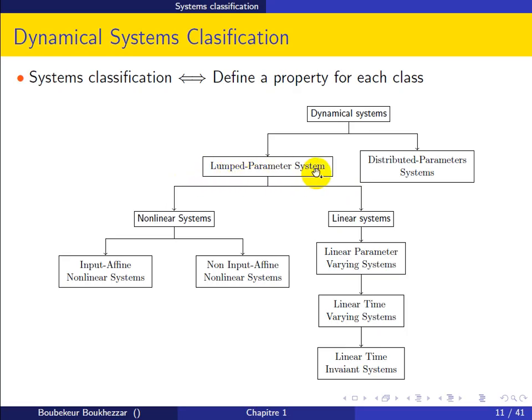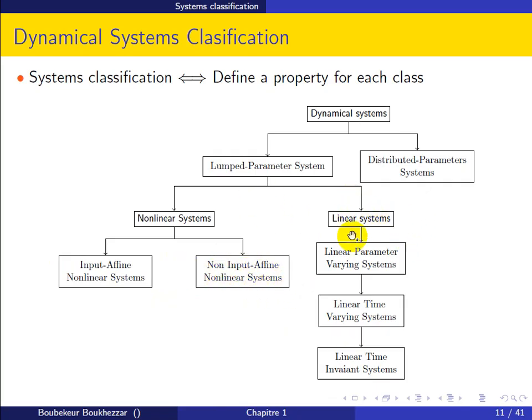We will not have partial derivatives here. So in this case, we can have a nonlinear or linear case. In the nonlinear case, the system is described by a nonlinear differential equation. Two special cases: the input-affine nonlinear system, where the system differential equation is affine regarding the input, and the other case where it is not.